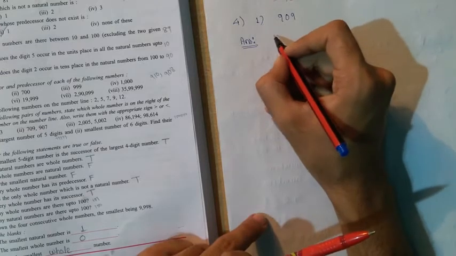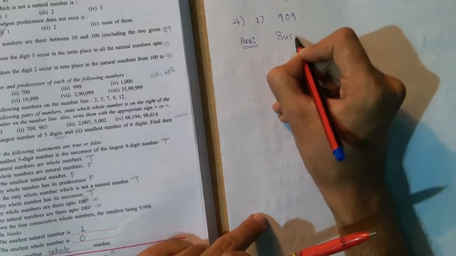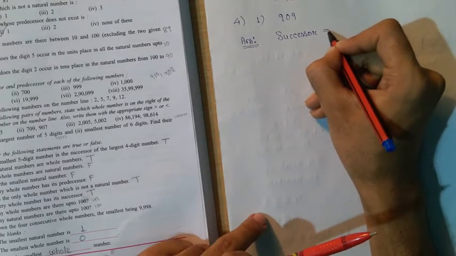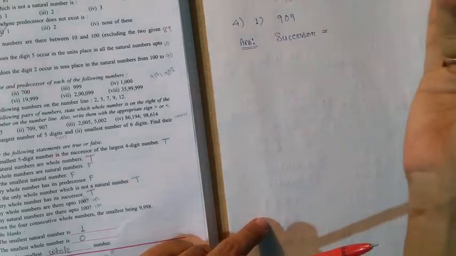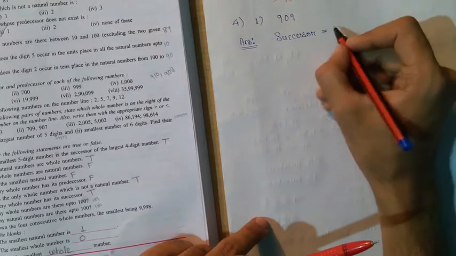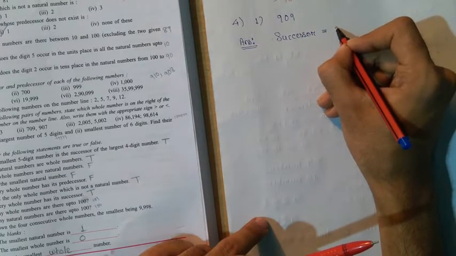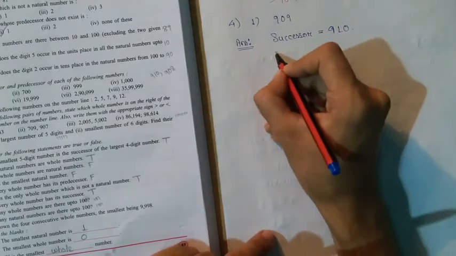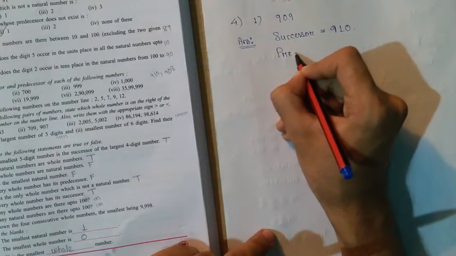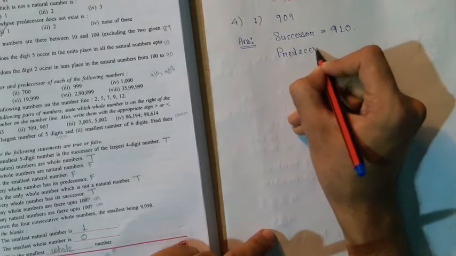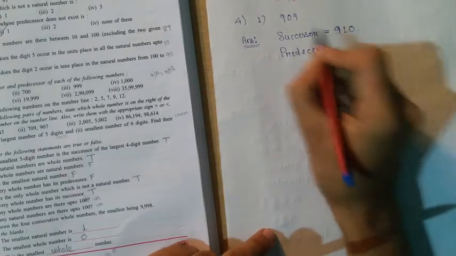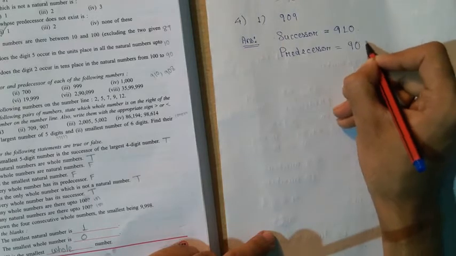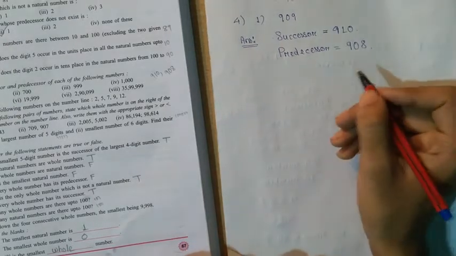So you can write the answer this way. They have asked the successor first. What is the successor? After 909 we have to write the next number, that means the right side number. After 909 comes 910. So this will be the successor. Again, the predecessor will be the number which is present on the left side of this number. It will be 908. All right.